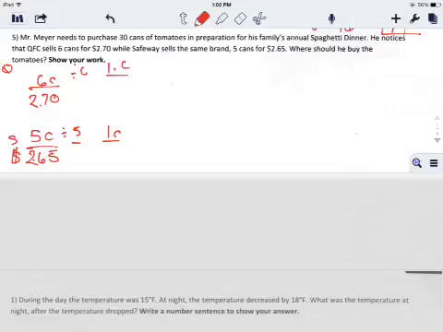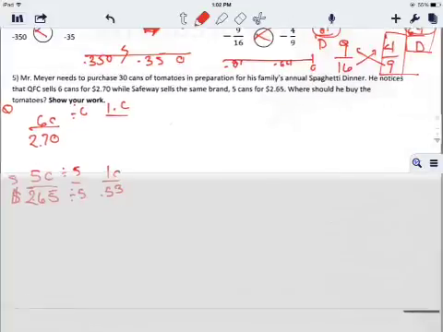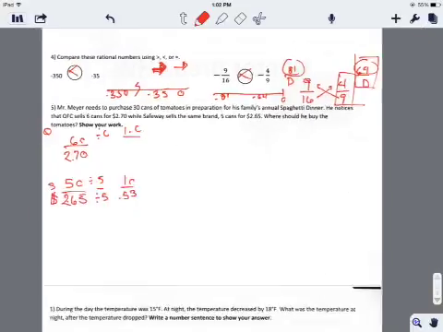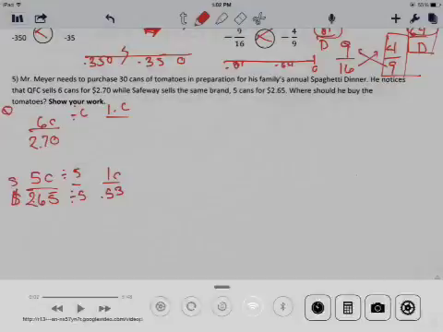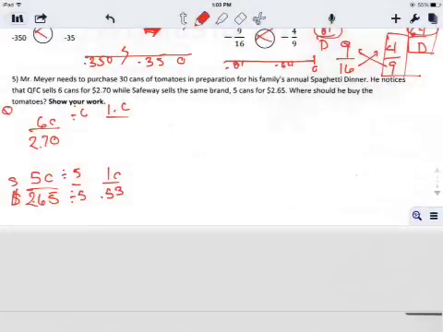So let's do it. 265 divided by 5 is going to be 53 cents, right? That's a good mental math problem. This one's a little harder. 270 divided by 6. So see if we can divide this by 6, right? So 2.70 divided by 6, that's going to come out to be 4 and 24.